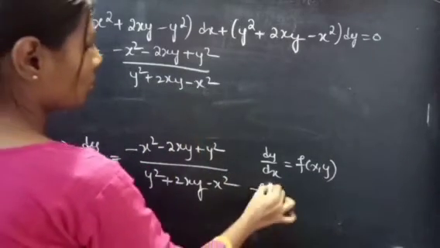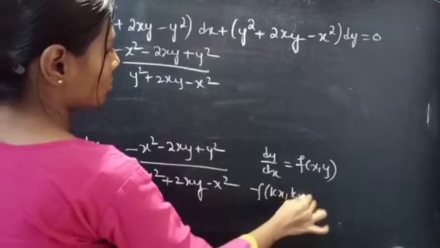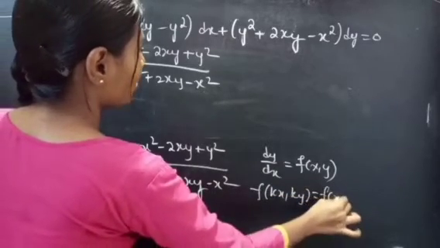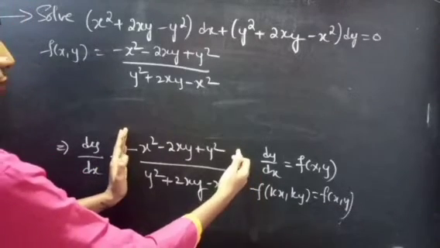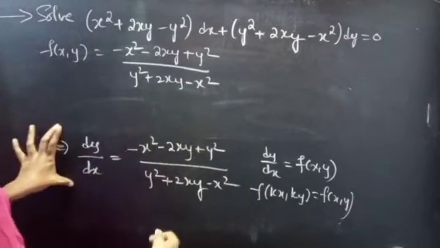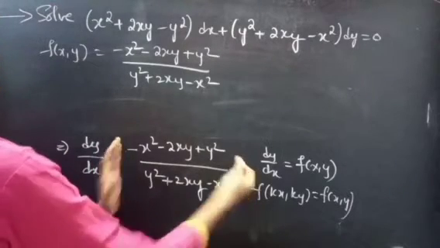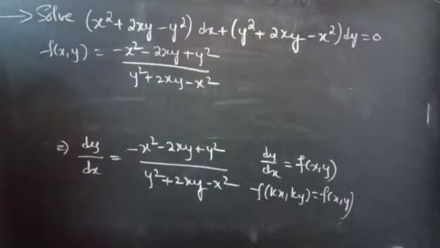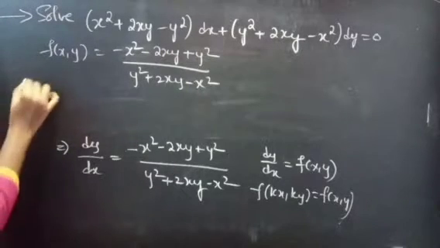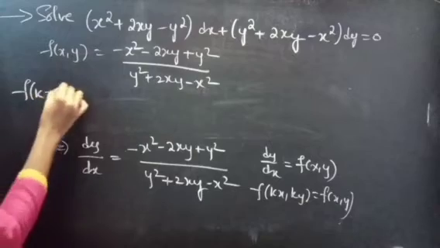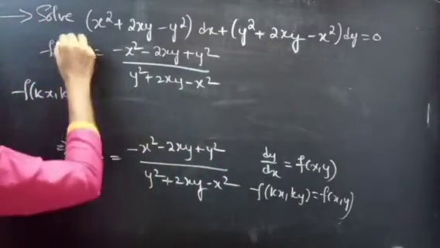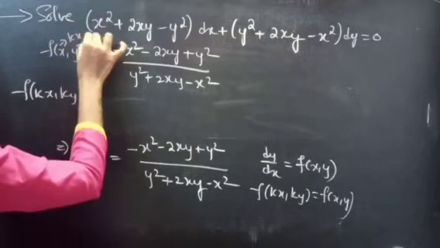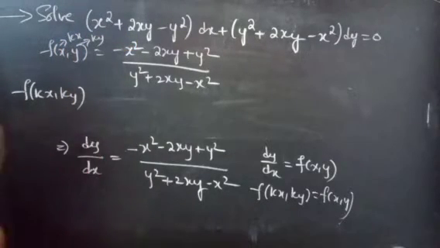If f(kx, ky) equals f(x, y), then we call this function a homogeneous function, and the differential equation involving a homogeneous function is called a homogeneous differential equation. Now let's find f(kx, ky). Simply replace x by kx and y by ky in f(x, y).